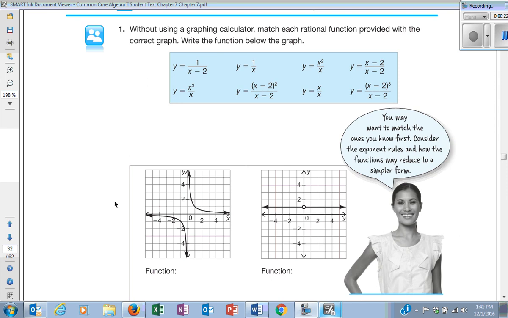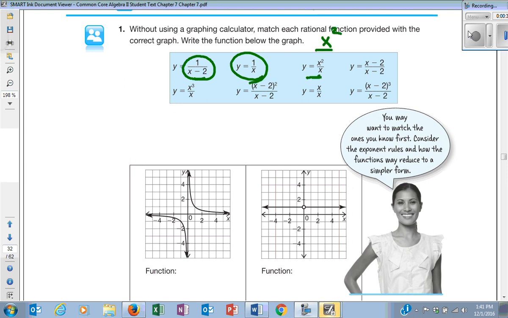So right here, guys, you notice this one, nothing cancels out. If you look, this one, nothing cancels out. This one right here, you have x squared over x. This has an x and an x in common. Therefore, one of these x's can go away, but if one of them goes away, you still have one up top. So really, it makes it x over 1 or just x. So that is the graph we're going to be looking for.